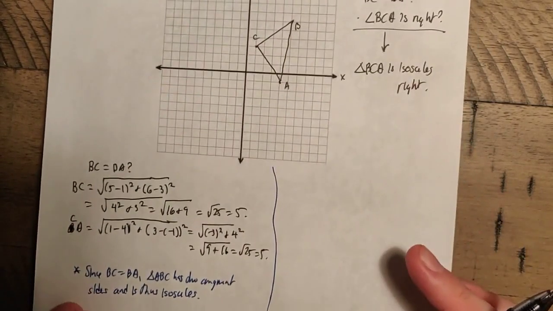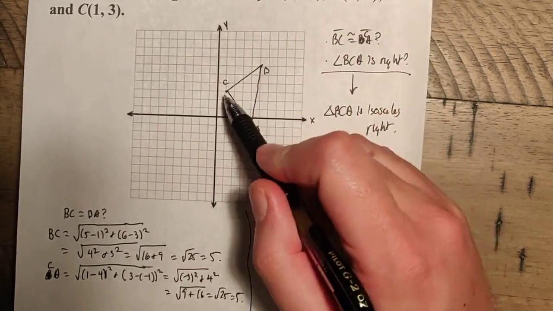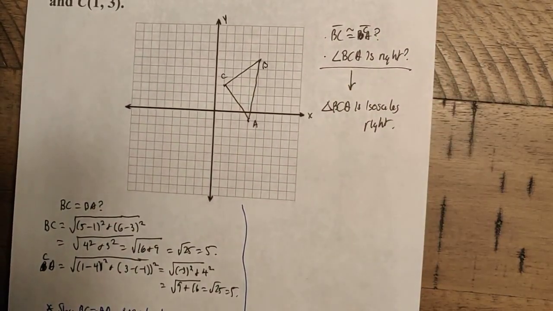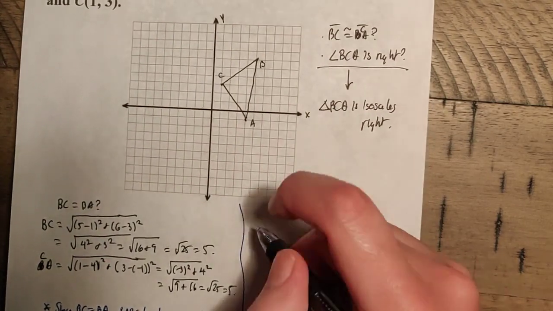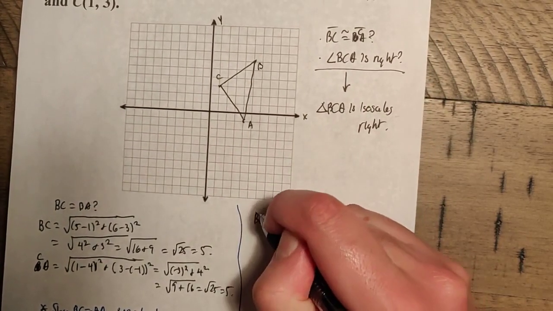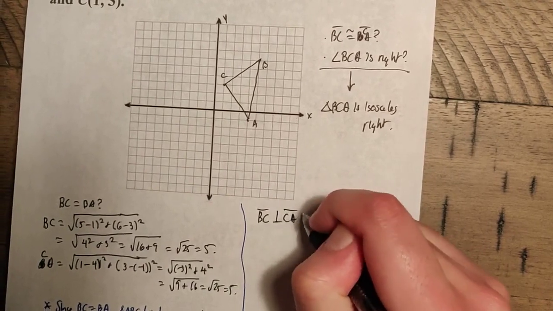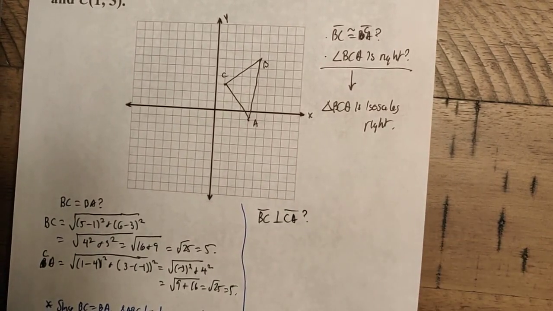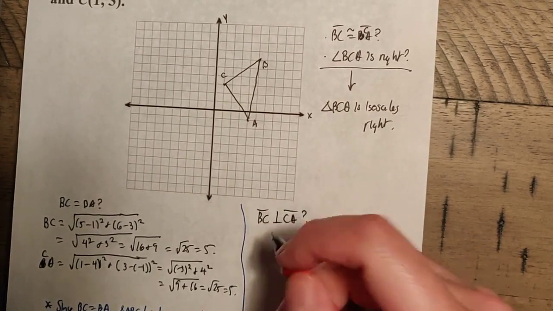Now, to show that BCA is a right angle, that means we want to show that these are perpendicular here. If you remember perpendicularity, you remember things about slopes. So one thing we can do here is try to calculate. We want to show that BC and CA are perpendicular. We don't know if that's the case here, but I think we can do this with slope. So let's go ahead and do that.